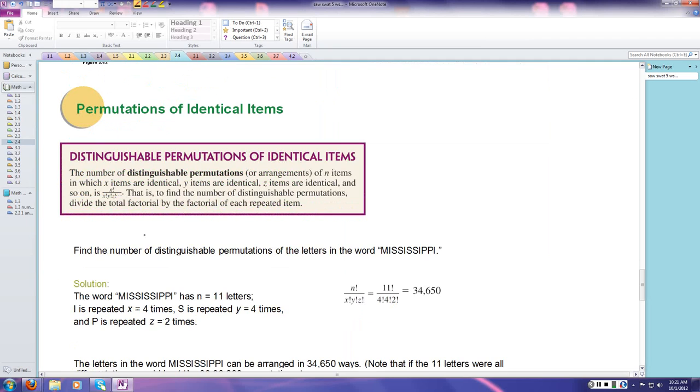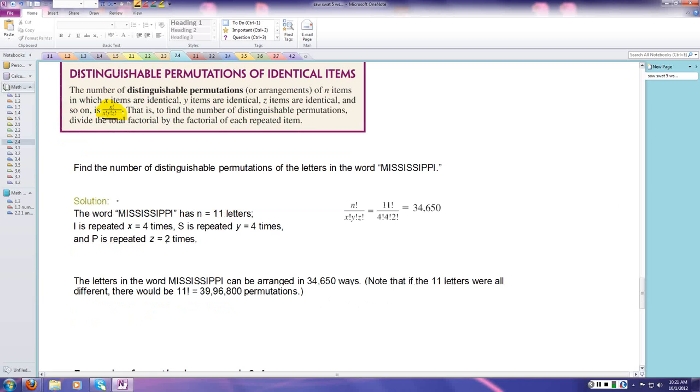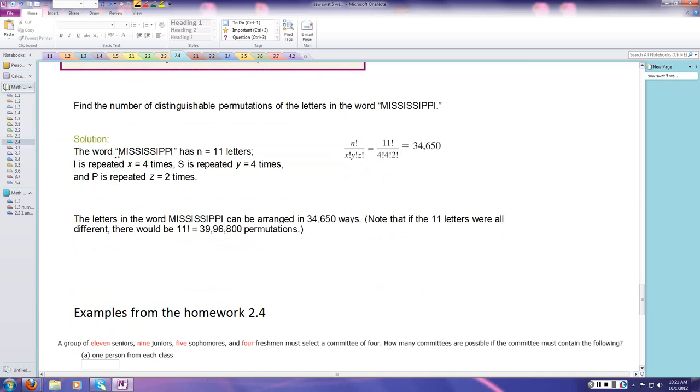The last thing we're going to talk about is a permutation of identical items. The only formula your book gives is here. Basically you take how many total items you have and divide out by any repeats. So X, Y, and Z would be your repeats. Let's look at an example with Mississippi. Mississippi has 11 letters, so on top I have 11 factorial. But the I is repeated 4 times. I don't know why they use X, Y, and Z here. So I is repeated 4 times, so I need a 4 factorial on the bottom.